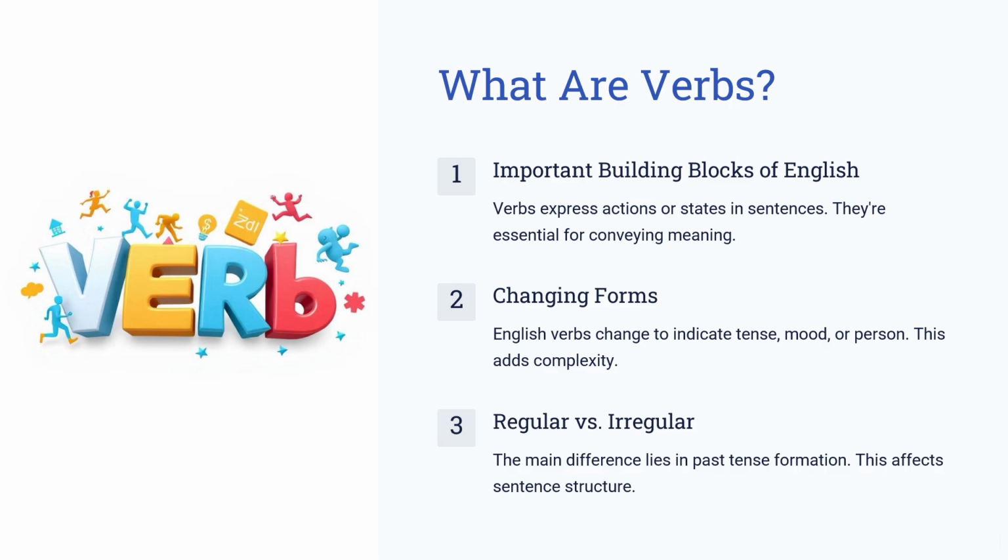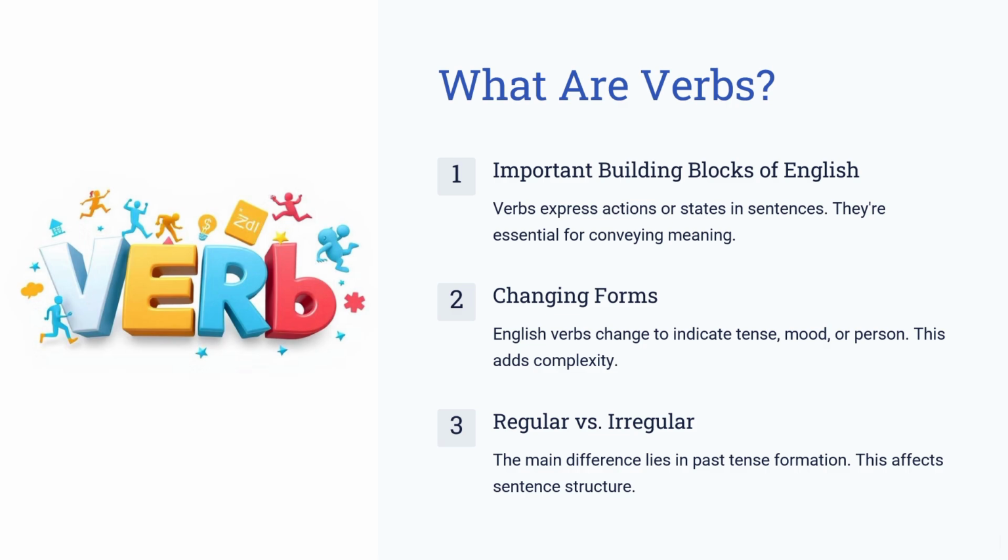So what exactly are verbs? Verbs are one of the most important building blocks of English sentences because they express actions or states of being. Anytime we describe what someone is doing or how something exists, we use a verb. In English, verbs can change forms depending on factors like tense, mood, or the subject of the sentence. This means that verbs help us to understand when an action takes place, whether it's happening in the past, the present, or future, and how it's connected to the person or thing performing the action.